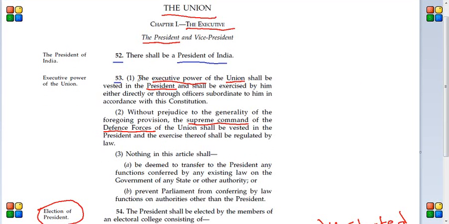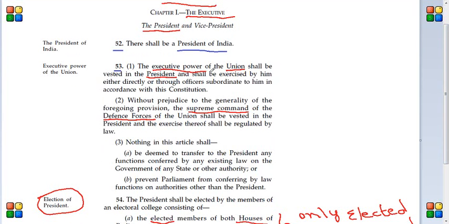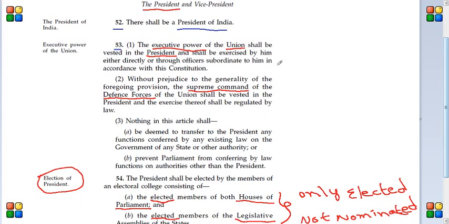Next comes Article 53. Article 53 says the executive power of the union shall be vested in the president and shall be exercised by him either directly or through officers subordinate to him in accordance with the constitution. It's pretty simple. It basically says the executive power lies in the hands of the president, and he can exercise it directly or through his subordinates.